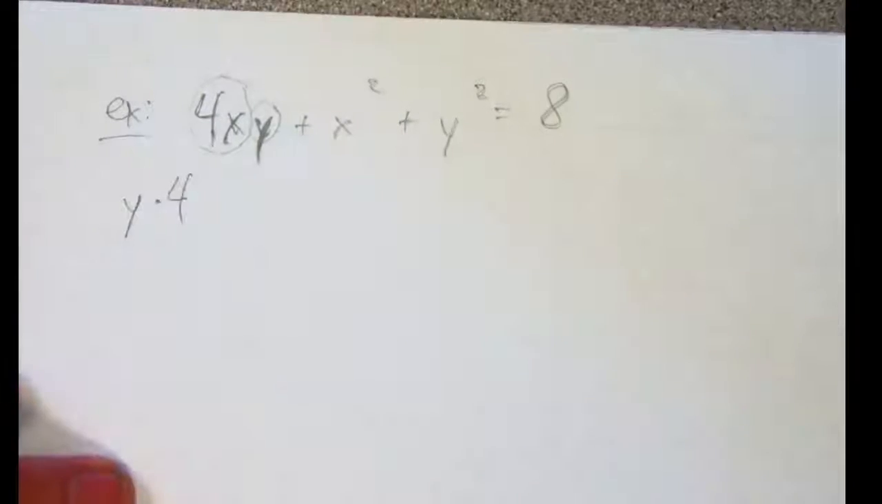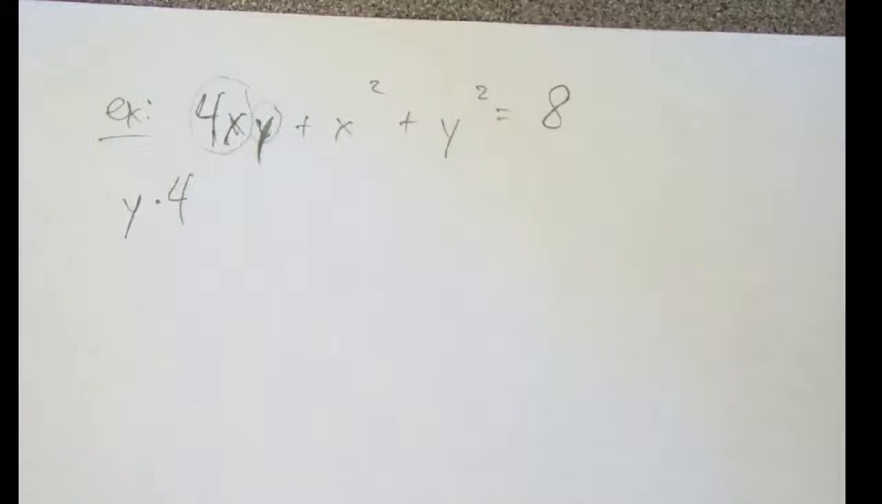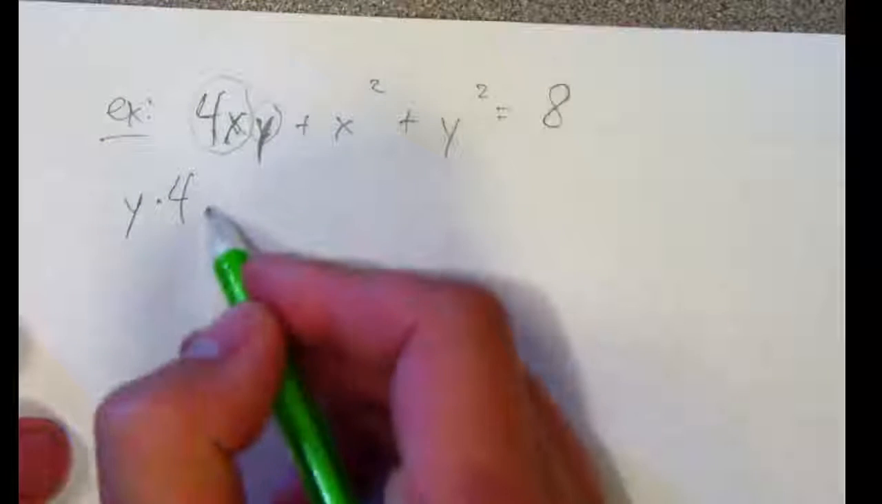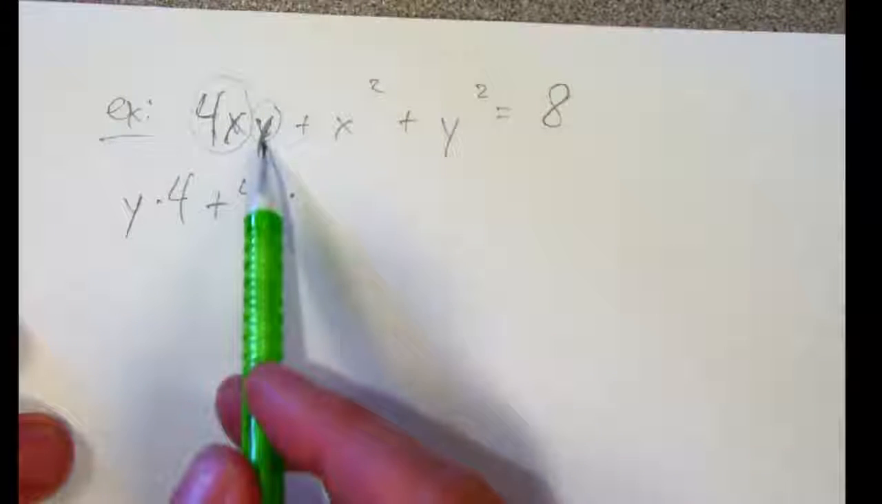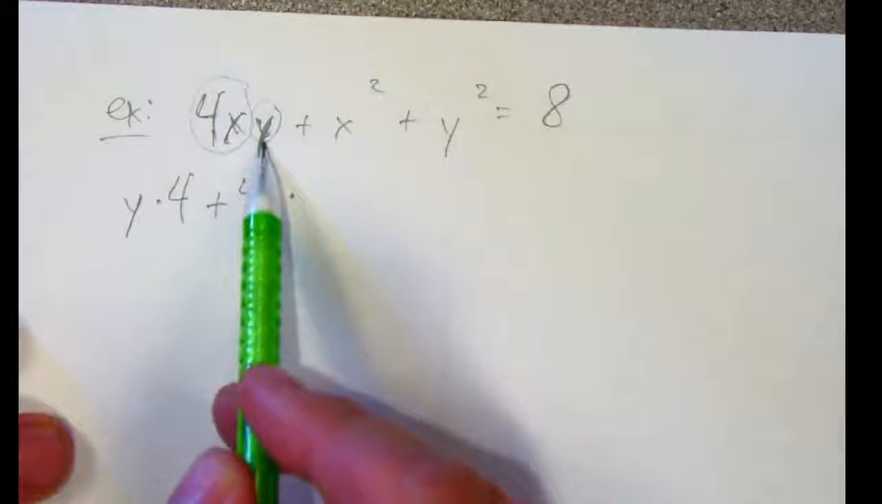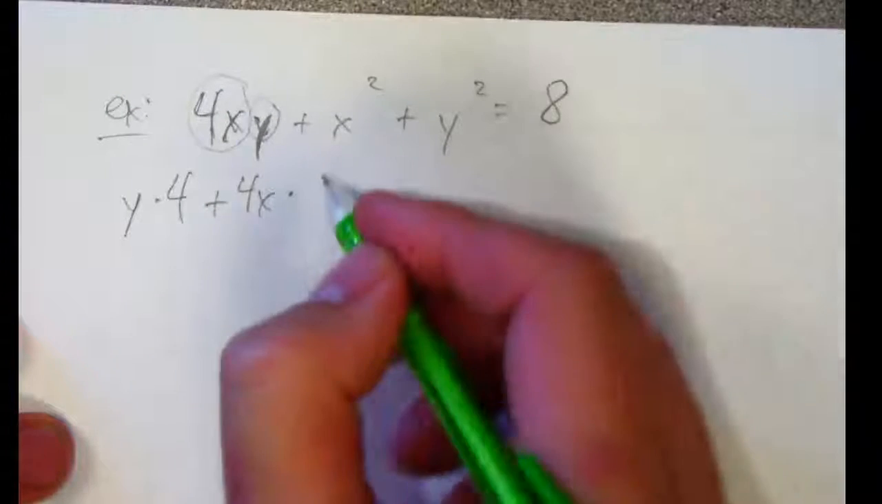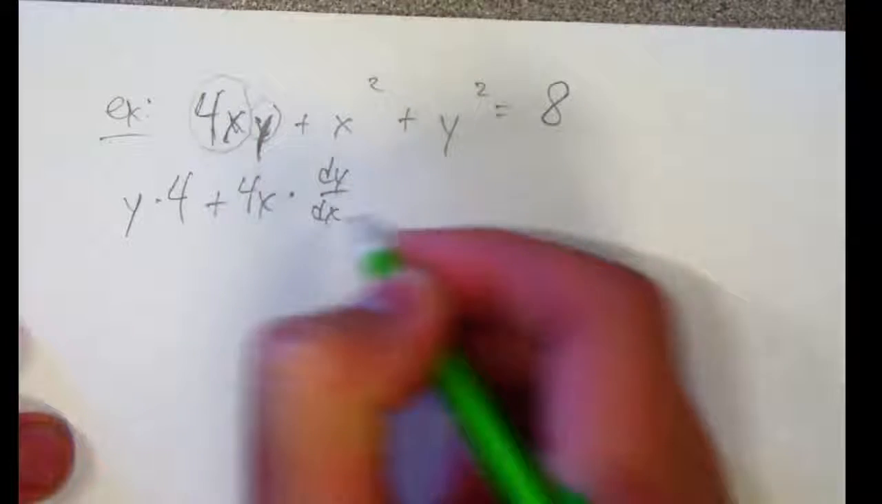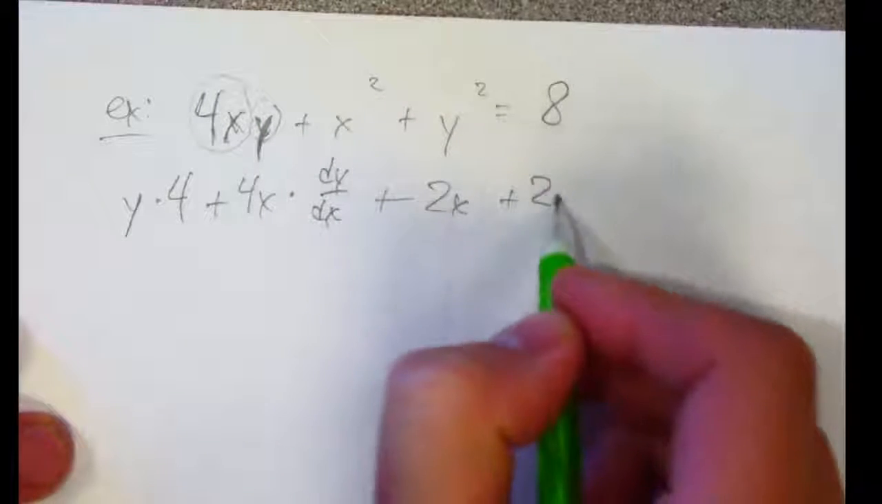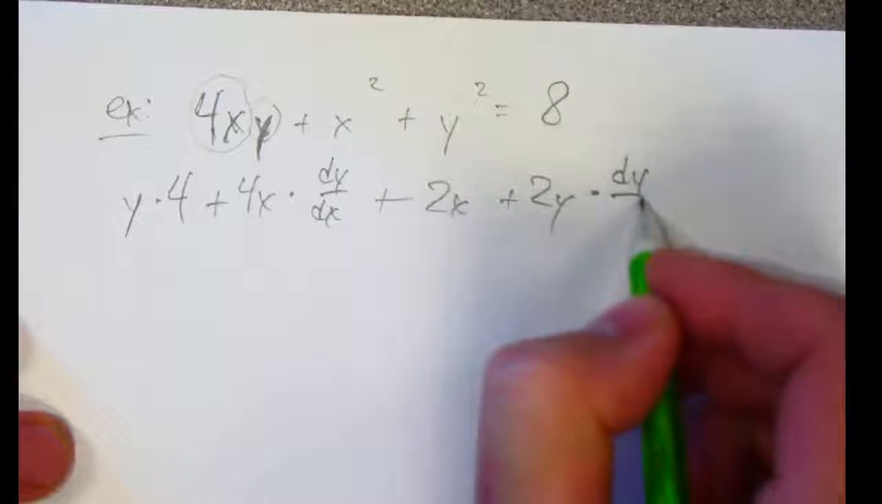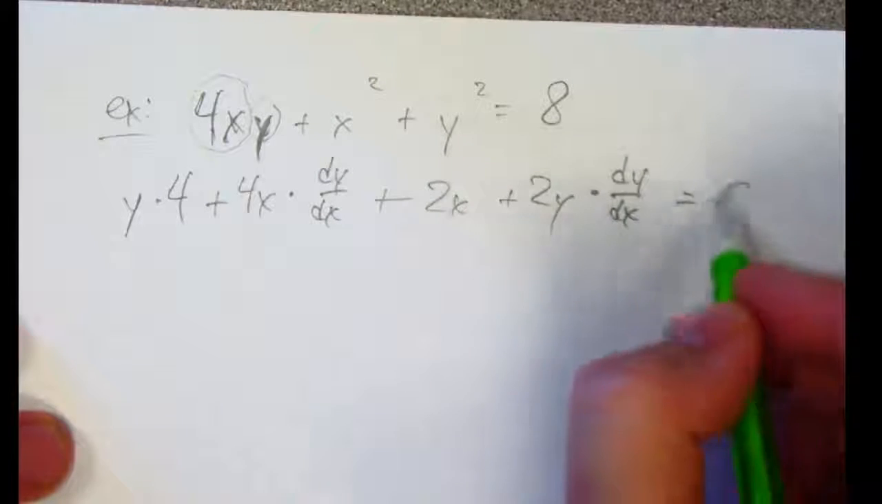The derivative of the first thing is 4. I have not taken the derivative of a y at this point, so I don't put a dy/dx. Plus the first thing times the derivative of the second thing. Well, the derivative of y is 1, but you took the derivative of a y, so you multiply by a dy/dx. And then you just keep going like before. So that's going to be 2x. This is going to be 2y, but you took the derivative of a y, so multiply by dy/dx. The derivative of 8 is 0.